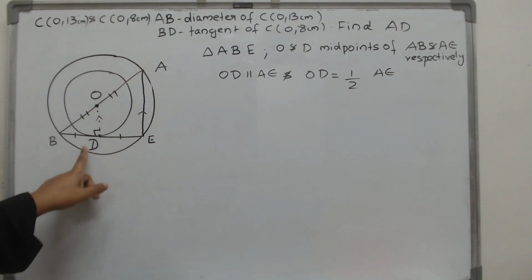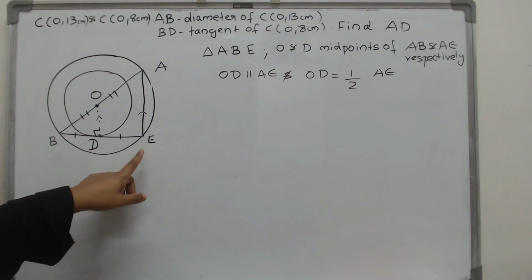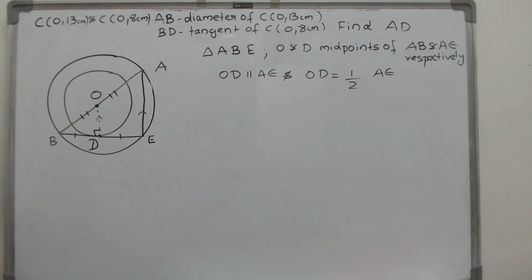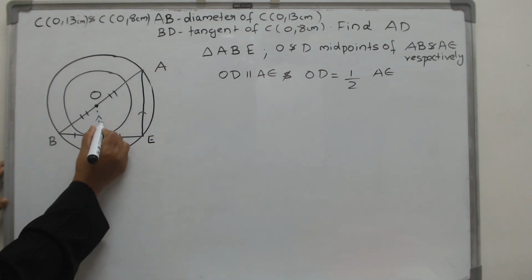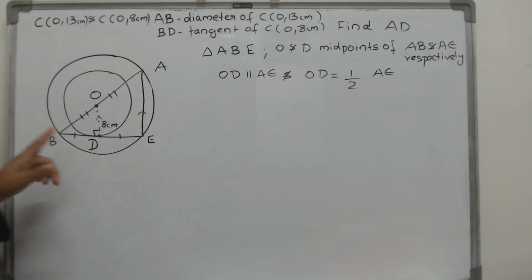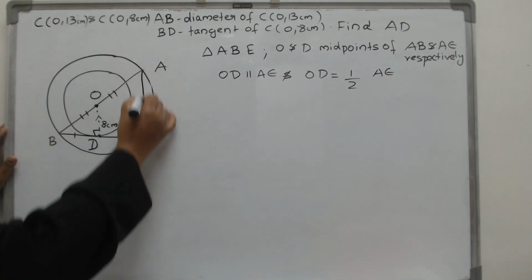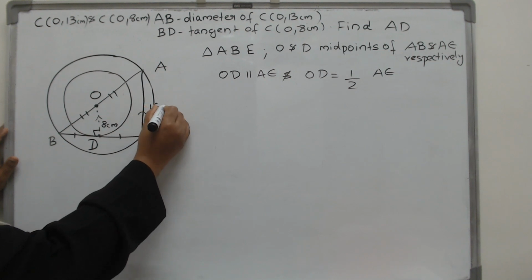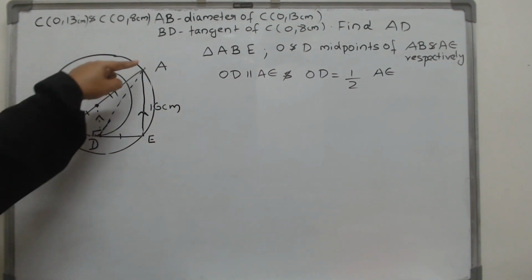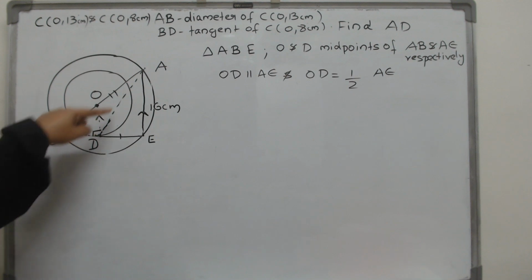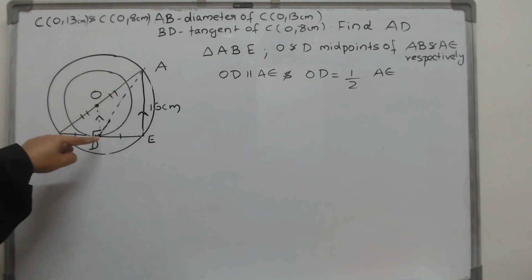which means what? OD is parallel to AE. Not only that, OD is only half of AE. But then what is OD? It is the radius of the smaller circle, which means if this is 8 centimeter, this much would be what? 16 centimeters. Now what we need to find is the length of this line segment AD.